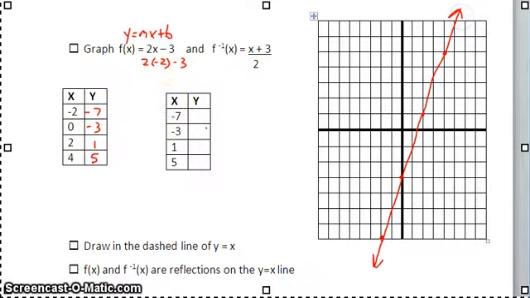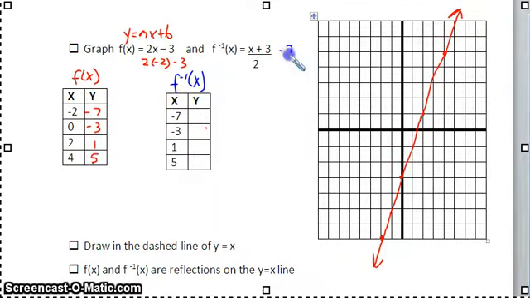Okay, let's do the same thing now with the inverse function. Let's label these. This was the f of x. This would be the inverse. I specifically picked these x values on purpose. Notice that they're the exact same y values that I ended up getting when I used those x values in the function.